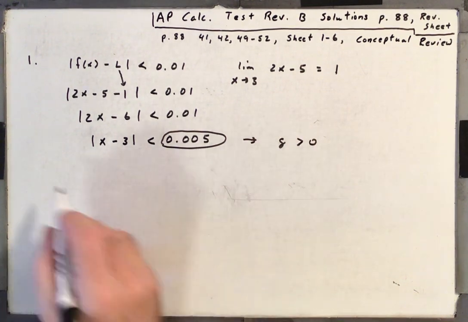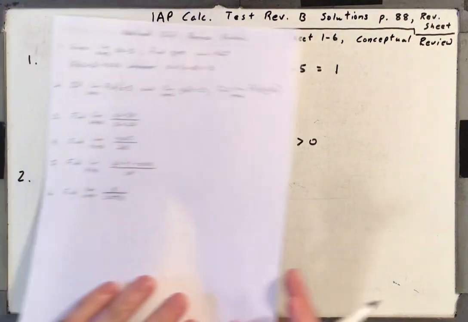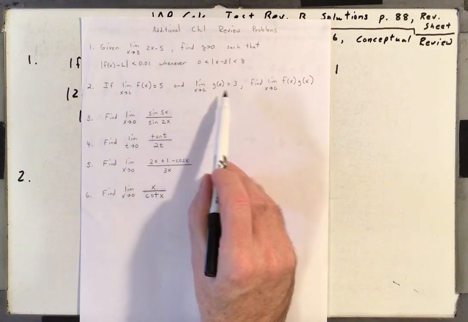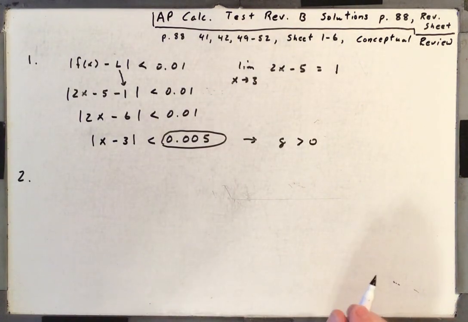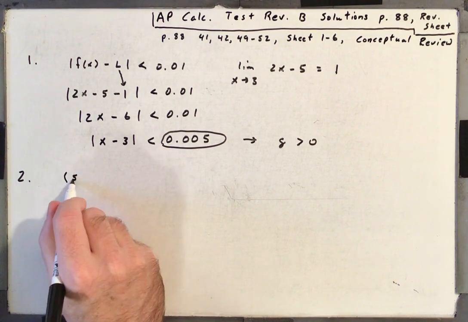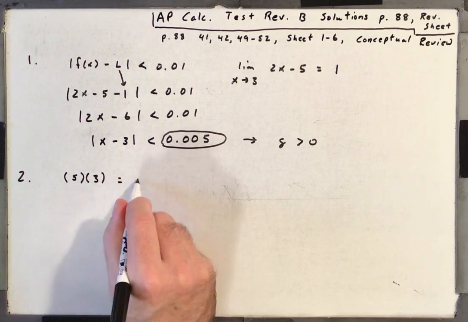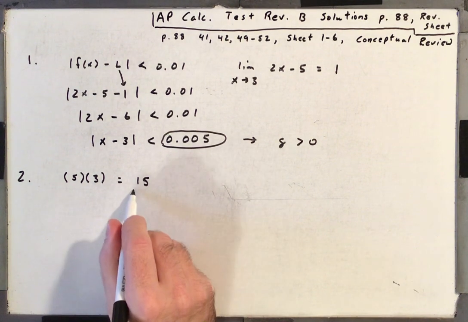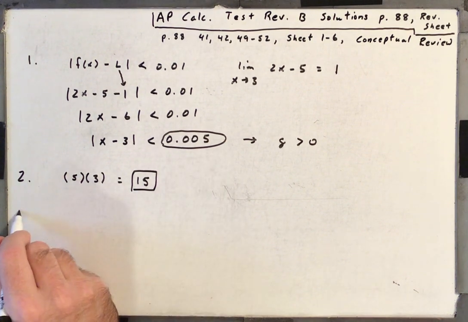Okay. So number 2 is if the limit as x approaches c of f of x is 5 and the limit as x approaches c of g of x is 3, find the limit of f of x times g of x. Well, all you have to do there is multiply the limit of f of x, which is 5, times the limit of g of x, which is 3, and that's 15. If it was divide, then you would divide the two. Okay, so definitely nothing special about that problem. Just don't make a silly mistake.